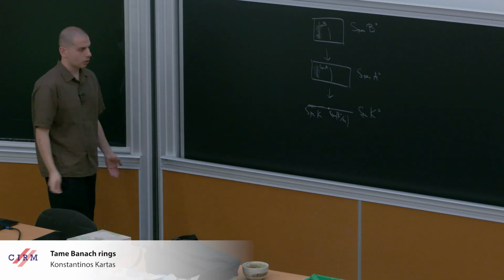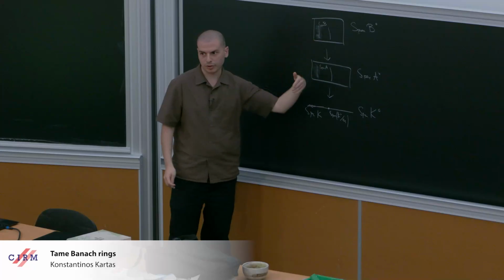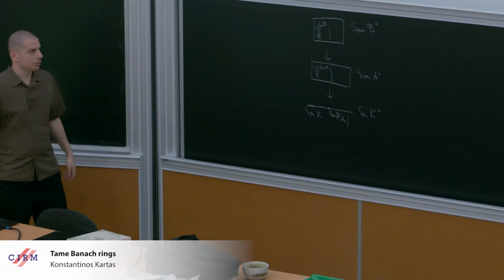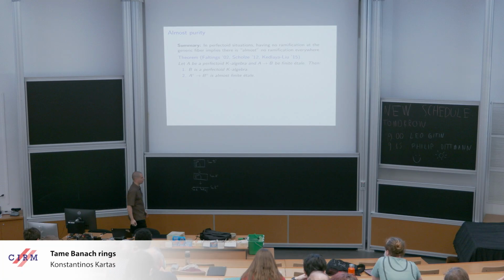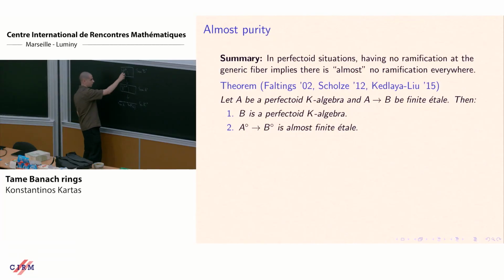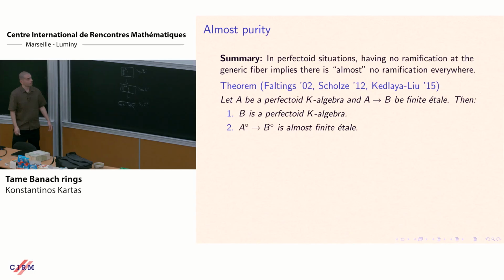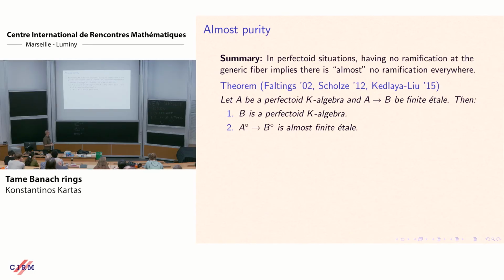And the conclusion in part 2 is about what happens in the special fiber. In usual algebraic geometry, if you have a morphism of varieties, for instance, and you assume that you have no ramification at the generic fiber, then essentially you know nothing about what happens in the special fiber. But somehow in these perfectoid situations, you get some information on points of the special fiber as well. But you only get it up to this almost business. So that's the intuition. Any questions? I know that this might be a bit quick, but okay, I'll just continue.